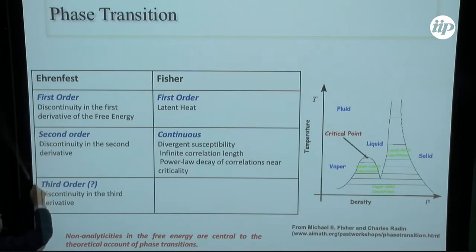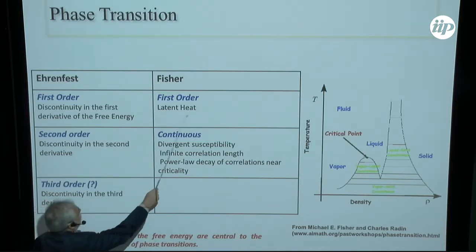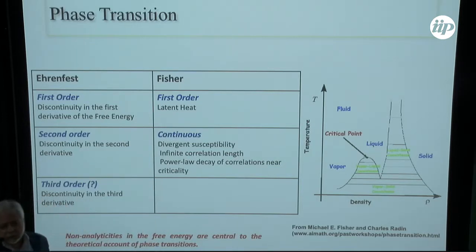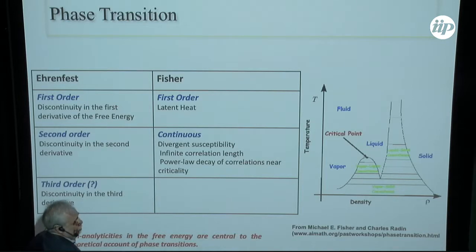The old Ehrenfest classification: first order has a discontinuity in the first derivative of the free energy, second order a discontinuity in the second derivative, and so on. But for Fisher, the first order is when you have a latent heat, and continuous is all the other order, when the transition is continuous in the sense of the free energy.